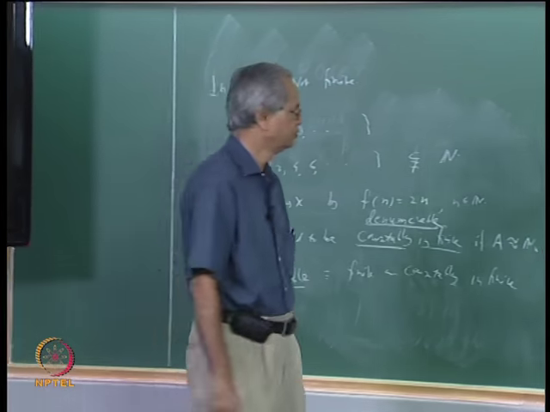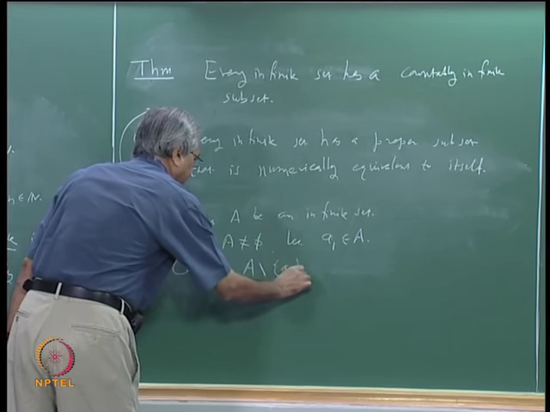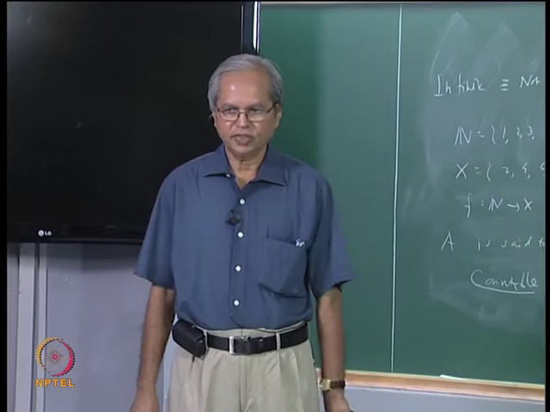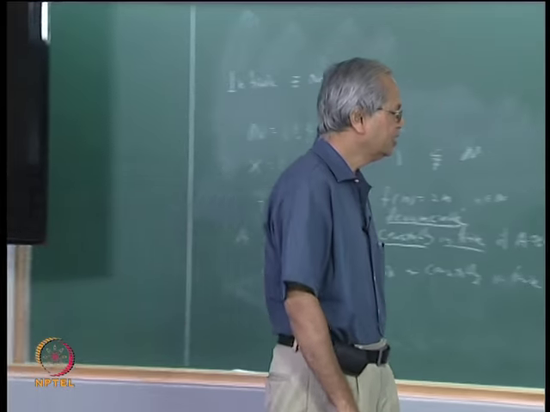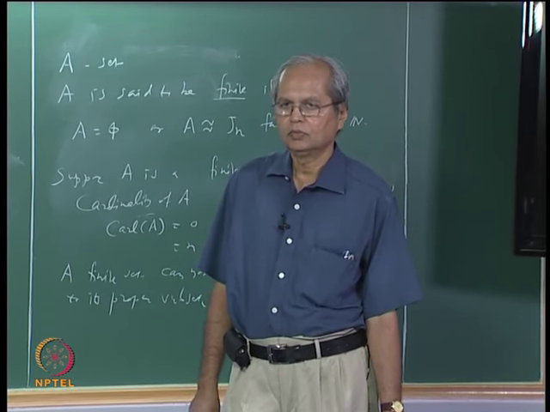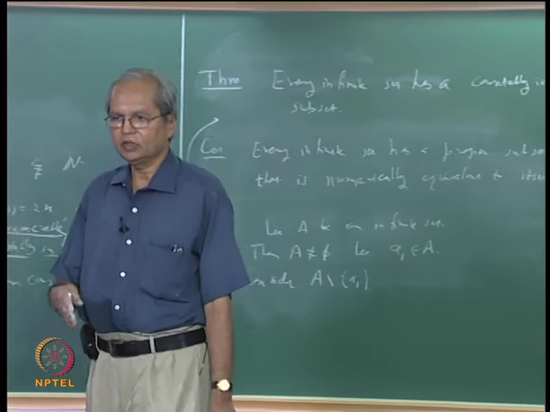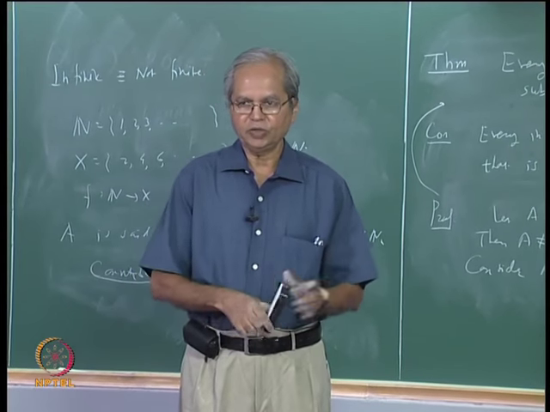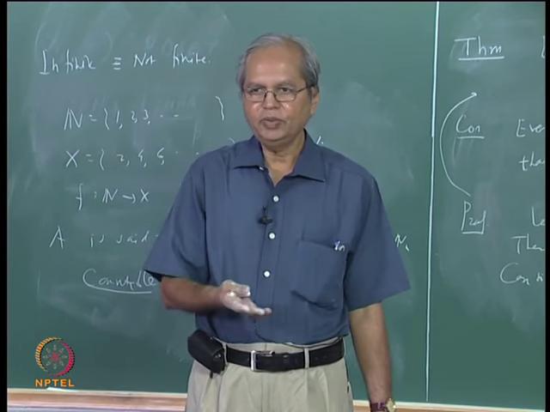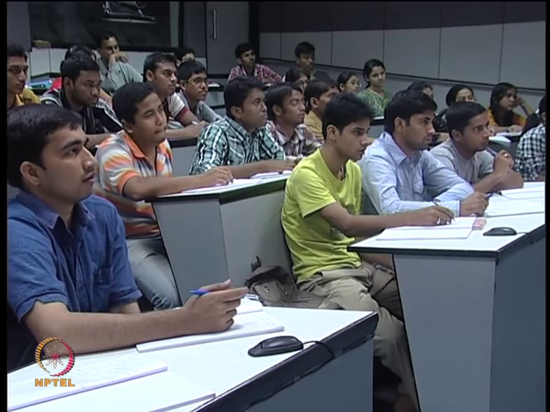Now consider A minus A1, that is, remove that element A1 from the set A. Can this set be finite? Why? If it is finite, it will mean that there exists some n such that A minus A1 is numerically equivalent to Jn. That means there is a 1-1 and onto map between A minus A1 and the set 1 to n. Then you can map A1 to n plus 1. Then A will be numerically equivalent to the segment Jn plus 1, and that will make A finite, right? Which is not the case. So this is an infinite set.